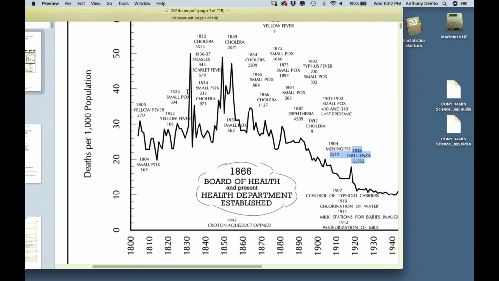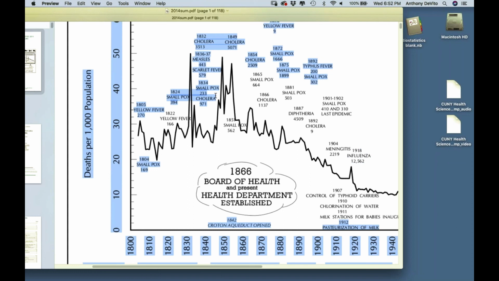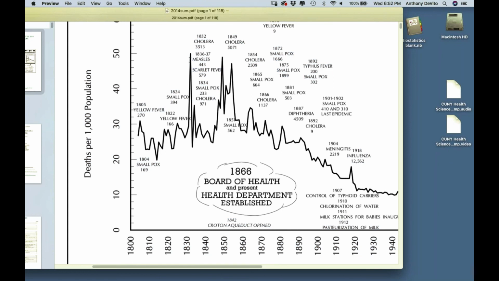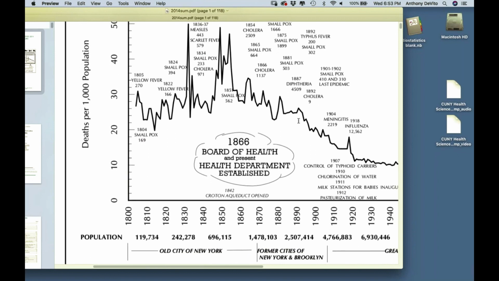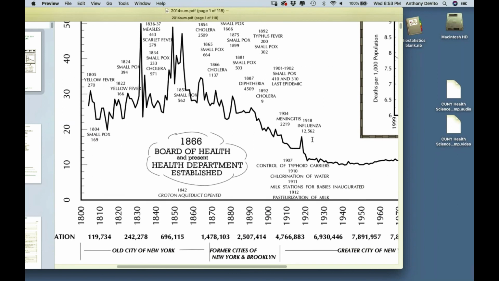Here are spikes back in the days when we still had a lot of waterborne diseases, for instance. Here's a spike associated with cholera, another spike in 1849 associated with cholera, smallpox epidemic, typhus fever, and so forth that contributed to elevated levels of deaths per 1,000 people.